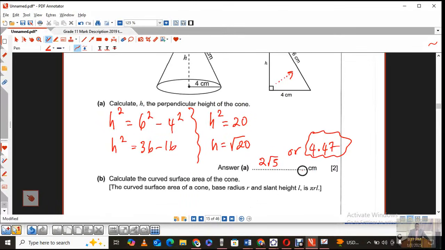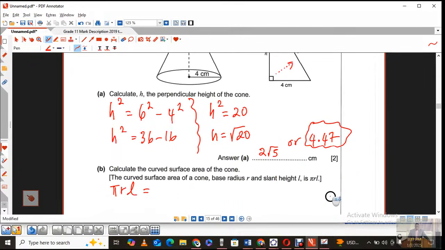Then they say calculate the curved surface area of the cone. Now, the nice thing about this course, they do give you the formula for the curved surface area. So the curved surface area is pi times the radius times the slant height. In this particular case, the slant height is the 6. That's the L that is there, the 6. So it's just a matter of punching in. So what is my radius? My radius is 4. What is the slant height? Well, it's 6. So 4 times 6 is 24 times pi.